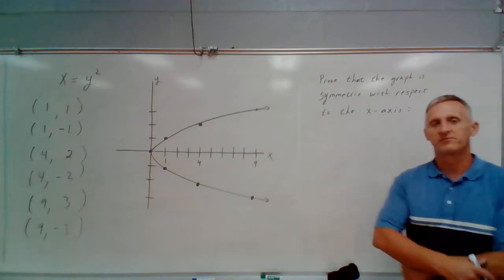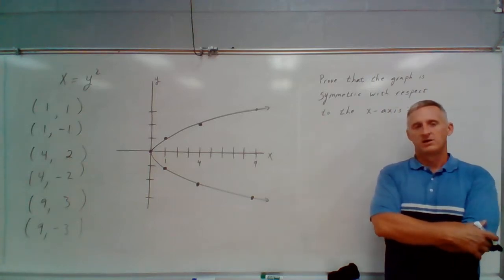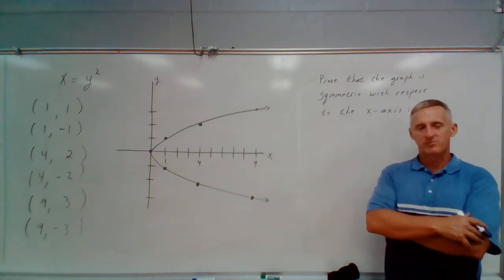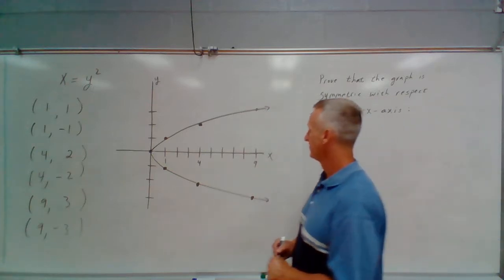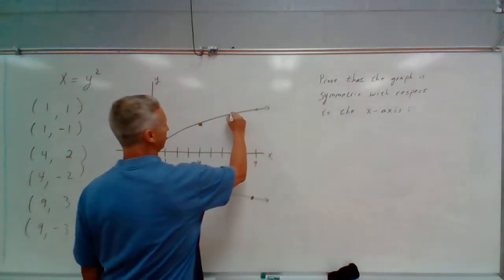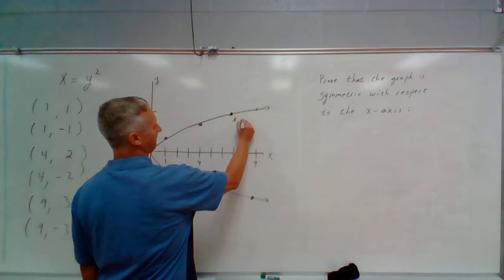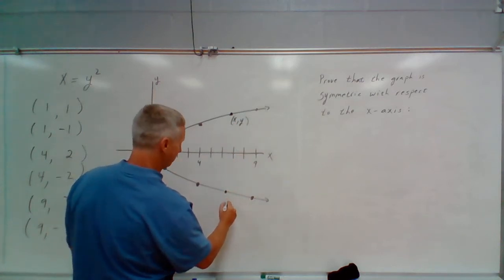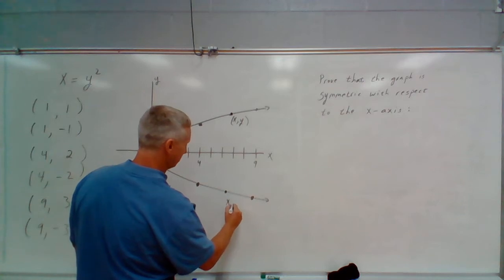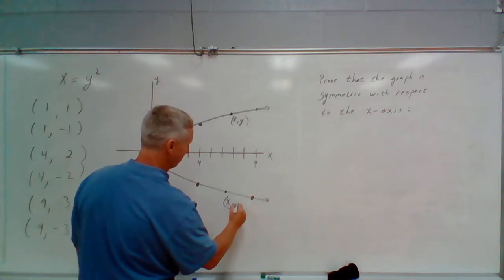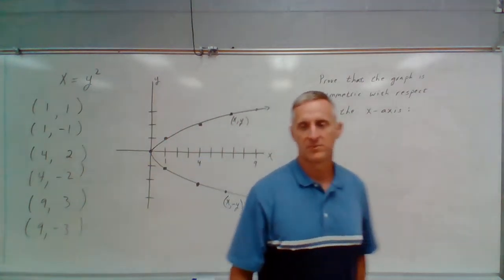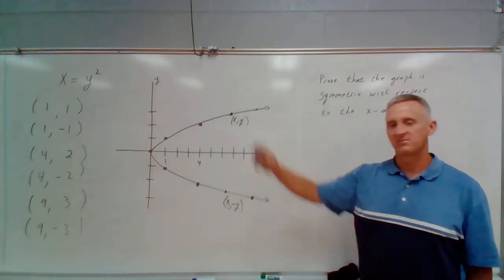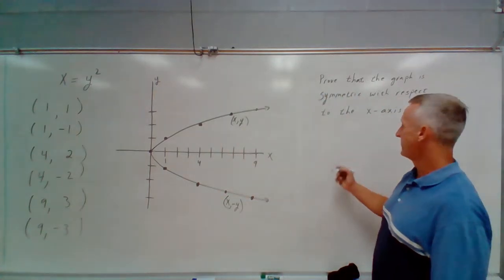Over here, we're going to prove for sure that that's the case. In order to prove it, we need to take an arbitrary point on the graph, just some point (x, y). And we need to prove that the point (x, -y) is on the graph. And it sure looks like it is, and it kind of makes sense. So let's prove that.